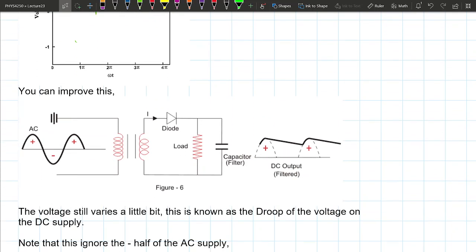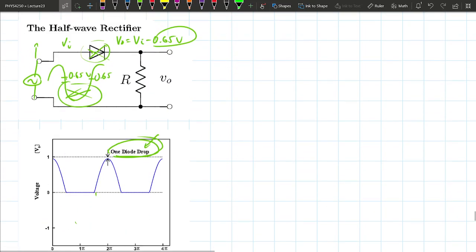To improve this, just pretend this is an AC source. You can add a capacitor in parallel with your resistor. Why would a capacitor help? I'm going to go back up here. If I add a capacitor here, while the voltage is positive, it charges up this capacitor, and it holds that voltage for a longer period. I'm going to try to draw this like this.